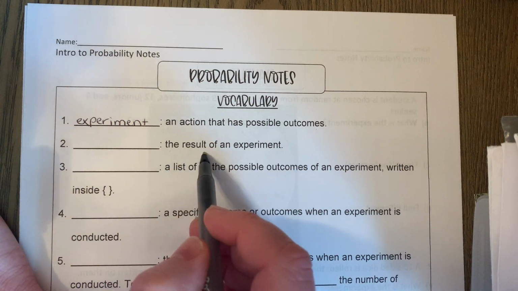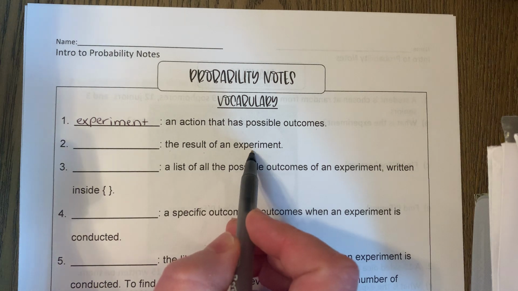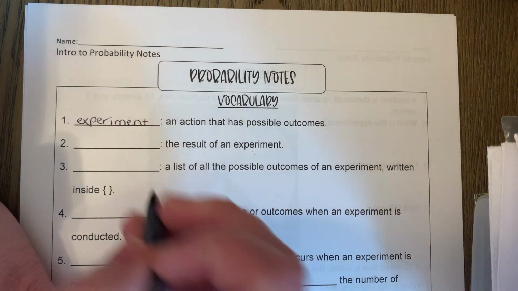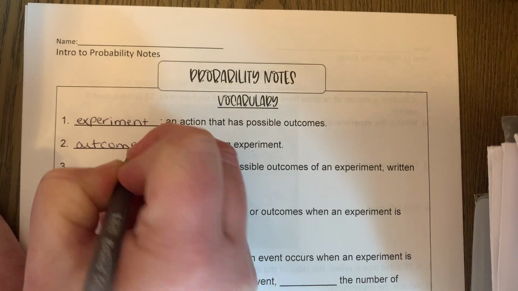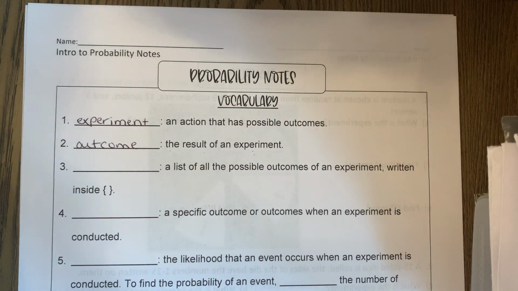All right, the result of an experiment. So what is this called after you do an experiment? Well, this is called an outcome. Basically, if you roll a dice and it lands on a 6, that's the outcome. So the experiment was rolling a dice. The outcome was I rolled a 6.